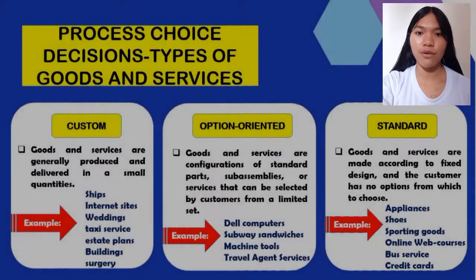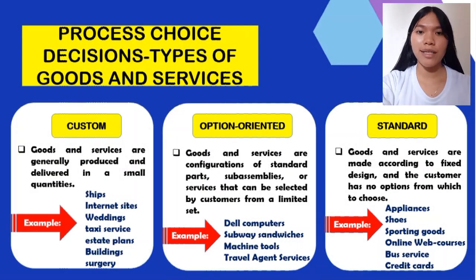So as what I have said earlier, in the process choice decisions, firms generally produce their goods and services in response to their customers' order and demand or in anticipation of them. This leads to the three types of goods and services. The first one is the custom or make to order, the second one is the option oriented or assemble to order, and lastly is the standard or make to stock.